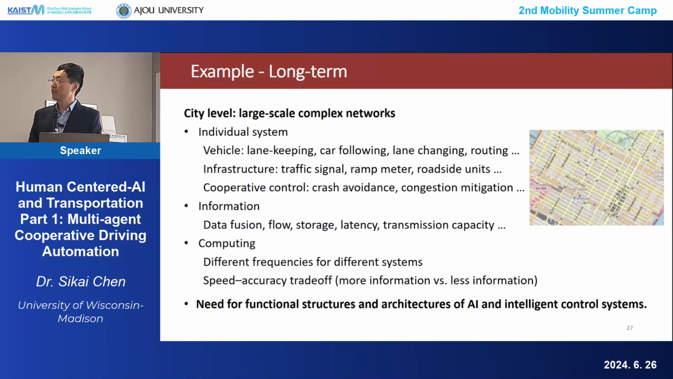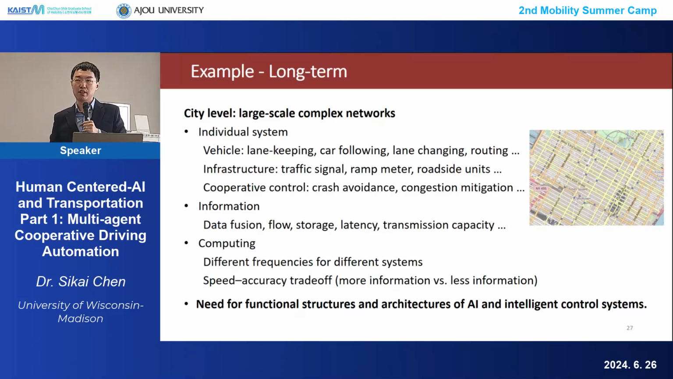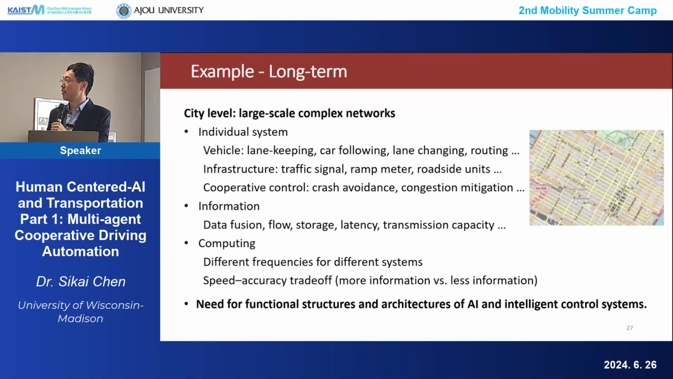Long-term city level, this is actually a work that we published with Professor Chen and some of the Hong Kong collaborators. City level, right? So some information will be processed at the cloud, high-level decision. But if you go down, there will be individual system at the vehicle level doing car following, lane keeping, etc. You can consider data fusion, flows, latency, all those things, and different type of computing, and also trade-off for the accuracy and then the speed, when you have a huge amount of agents that you need to make the decision for.